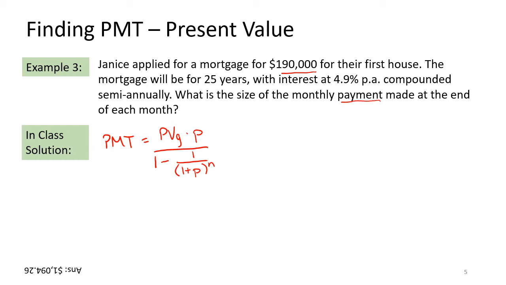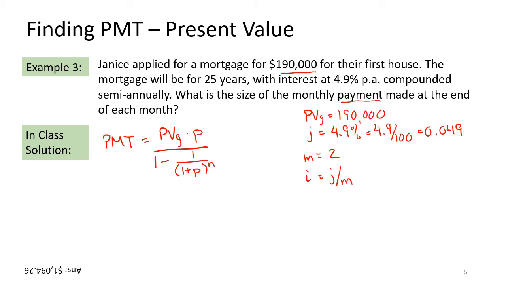Just like in the future value question, just stating what you know: your present value is $190,000. Your nominal interest rate is 4.9%, which is 4.9 divided by 100, removing the percentage sign, or 0.049. Your number of interest compounding periods, interest is compounded semi-annually, so that value is 2. So your periodic interest rate, I, is equal to J divided by M, or 0.049 divided by 2, and that gives you 0.0245.